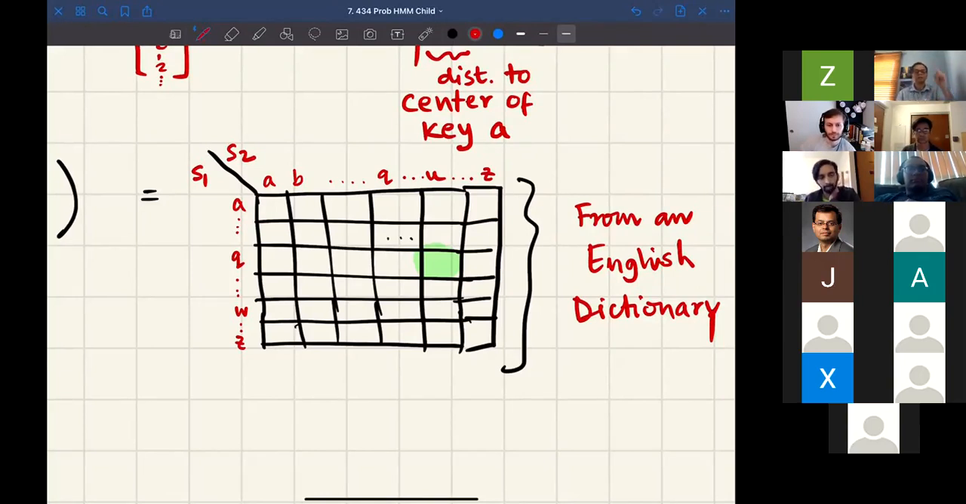Exactly. You take every word from the first word of the dictionary and you say the first letter, the first word has A followed by, is there any word that has two A's?